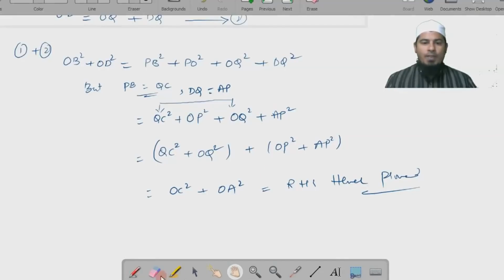Why? What we are doing here, and this is by Pythagoras theorem. Hence we got the solution. Thank you very much.